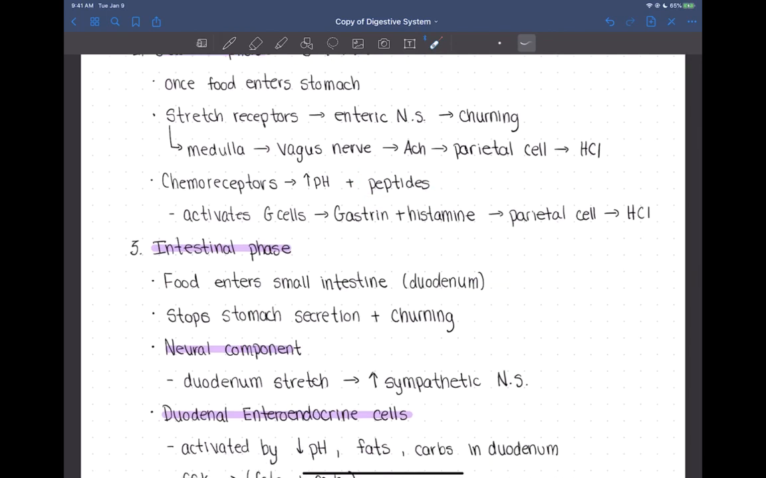Okay, so when these chemoreceptors are activated, that is what is going to activate our G cells. Remember, our enteroendocrine cells in the stomach. Those G cells are going to release gastrin and histamine that both act on parietal cells, causing them to release HCl. Okay, so both our cephalic and our gastric phase are activating those parietal cells.